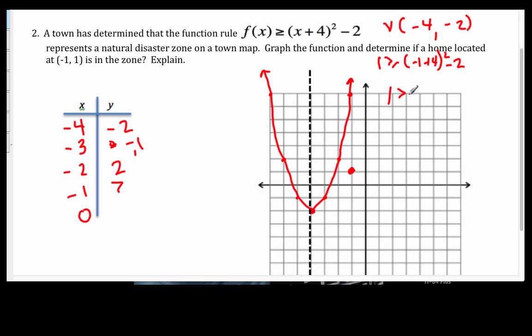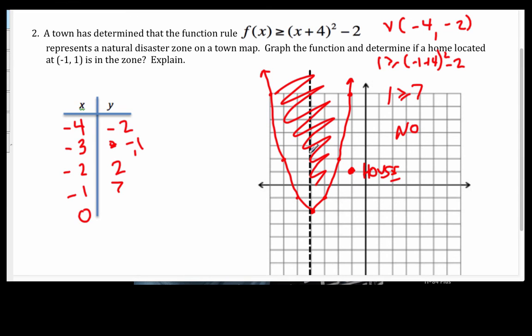So 1 greater than or equal to, now let's do the arithmetic on this side. So -1 plus 4, and if you look, actually we're going to have the value that's over here. We know this is 7. But we'll double check it just because. So this comes to 3. 3 squared is 9. 9 minus 2, then that's going to be 7. Is 1 greater than or equal to 7? No. So that means that this point is not in the shaded area. This is the shaded area. Okay, so here's the house.